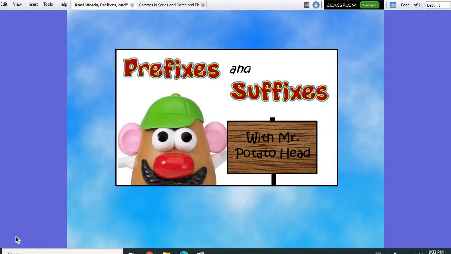Alright, so let's get into today's lesson. I know you guys have seen this flip chart before because we've talked about prefixes a lot this year. We haven't spent a lot of time talking about suffixes, which is what we're going to be talking about today.